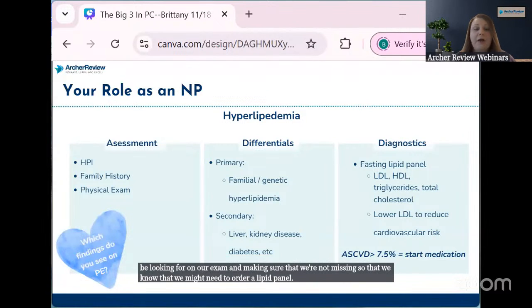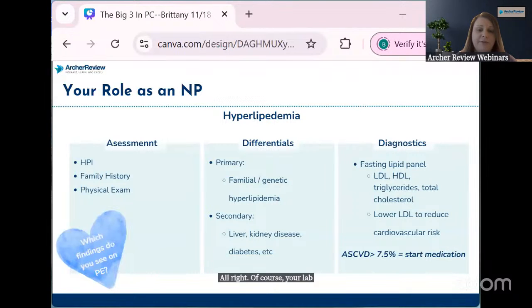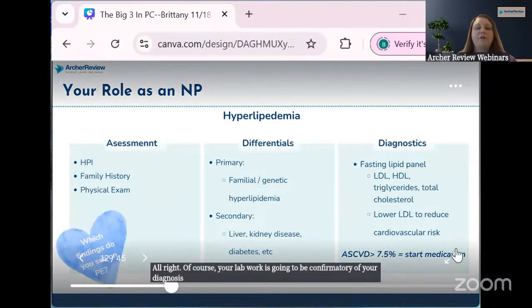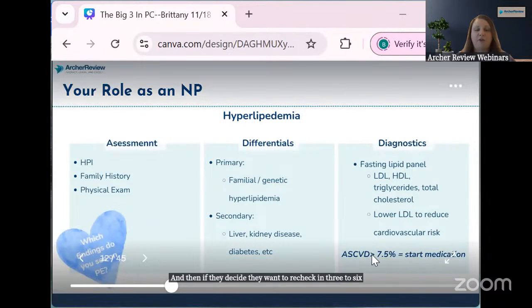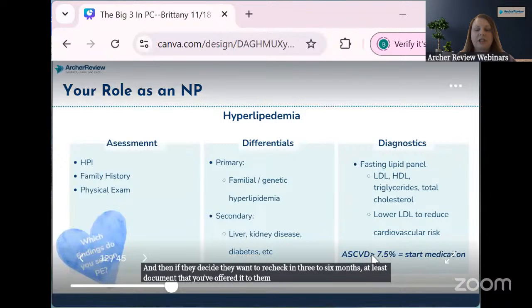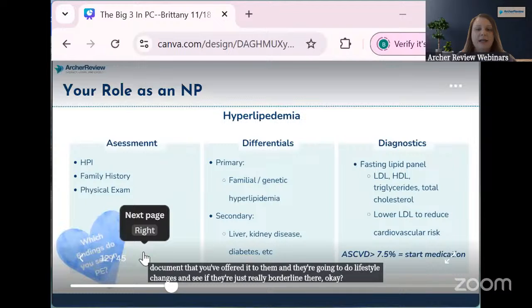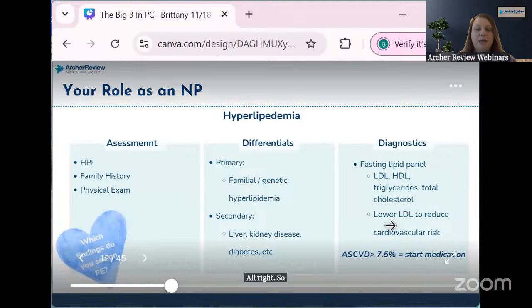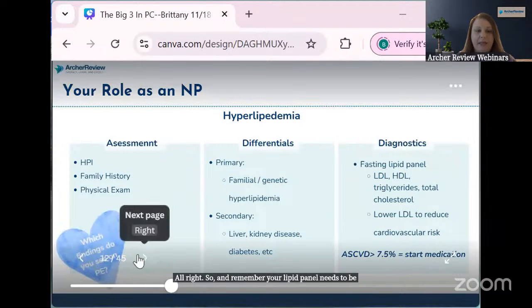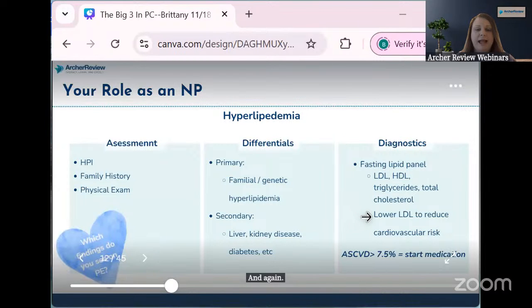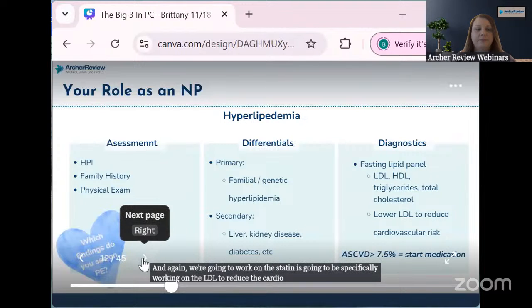Of course, your lab work is going to be confirmatory of your diagnosis. If they're over 7.5%, you'll probably start them on medication, or at least offer it to them. If they decide they want to recheck in 3 to 6 months, at least document that you've offered it to them, and they're going to do lifestyle changes and see if they're just really borderline. Remember, your lipid panel needs to be fasting. The statin is going to be specifically working on the LDL to reduce the cardiovascular risk.